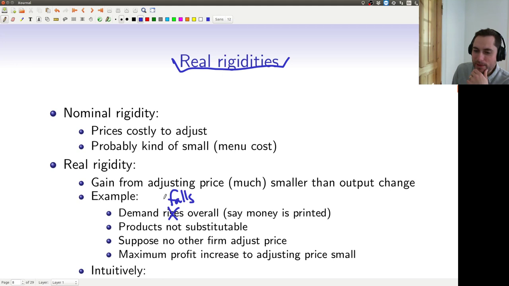So let's say money is destroyed. The central bank is going to sell T-bills and buy cash, which means money is taken out of the economy. I'll change this on the slide that you get as well. So demand falls because money is taken out of the economy. Products aren't substitutable, so I can't get extra sales by stealing from other firms. So if no other firms adjust the price, then my maximum profit from decreasing my price is going to be very small. Therefore, I'm not going to do it if there's even a small menu cost. So that's the idea: there's this interaction between nominal rigidities and real rigidities.